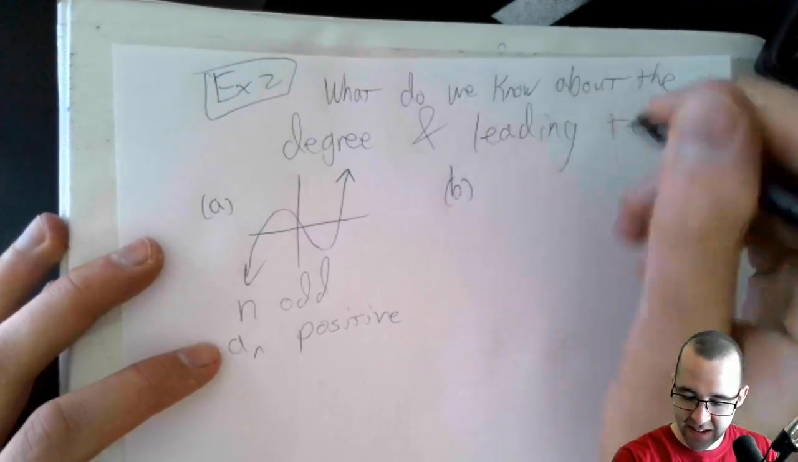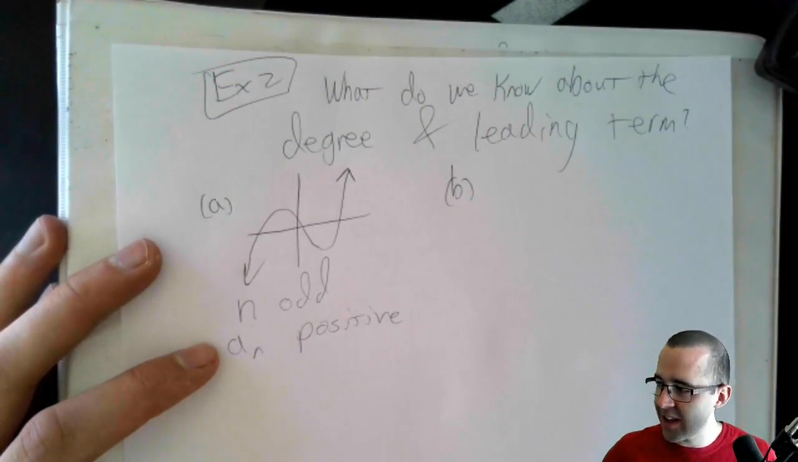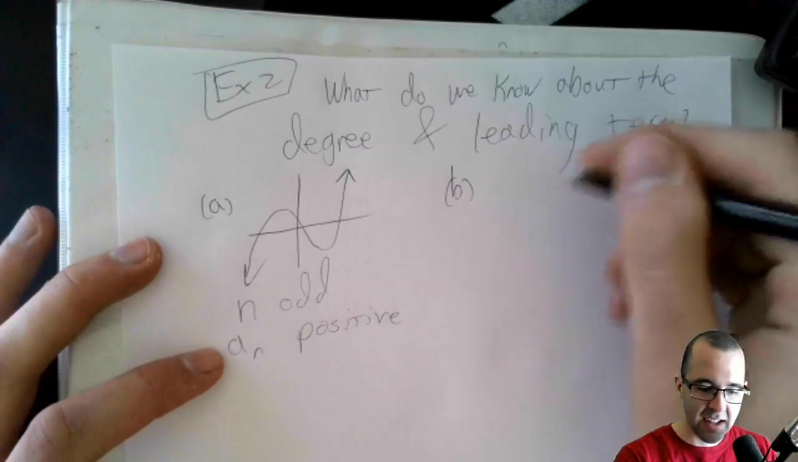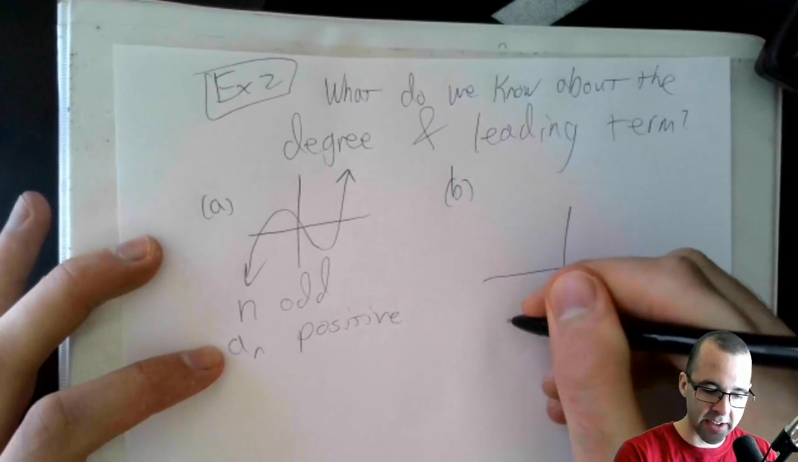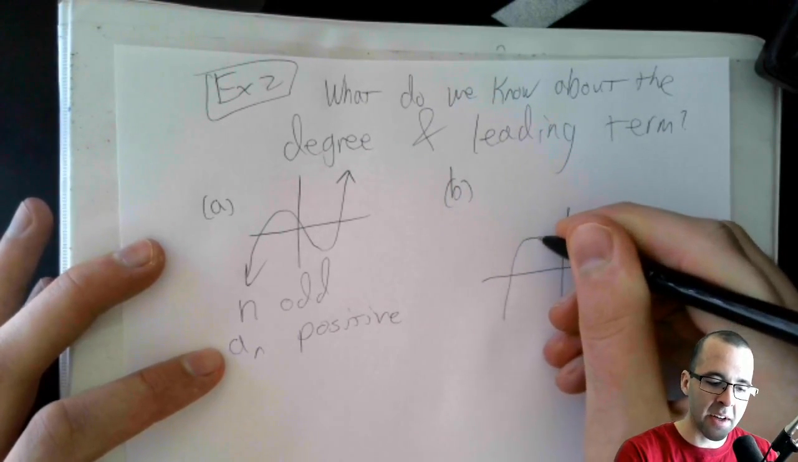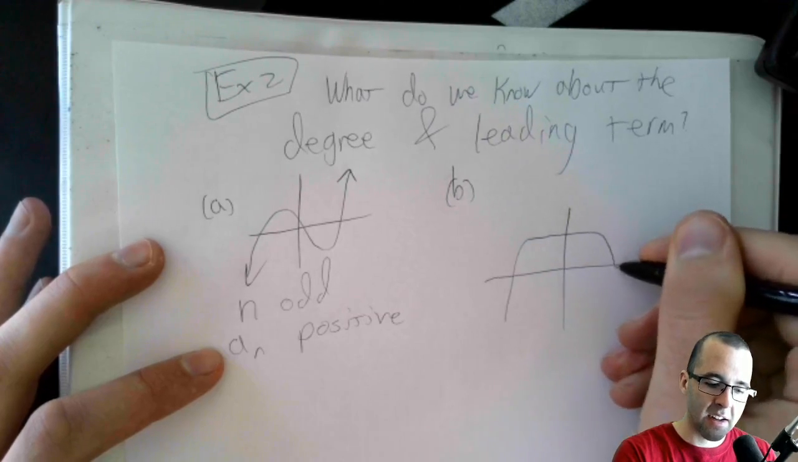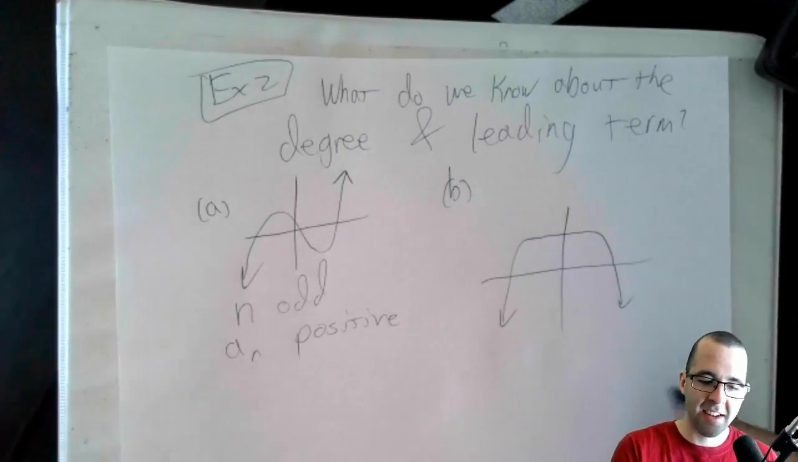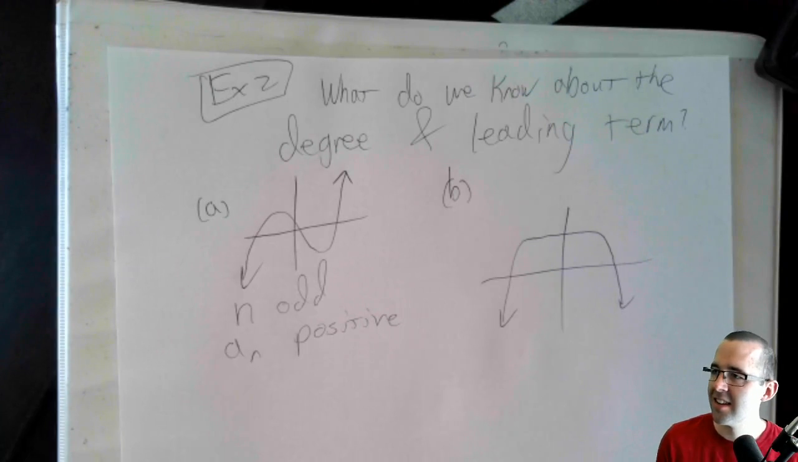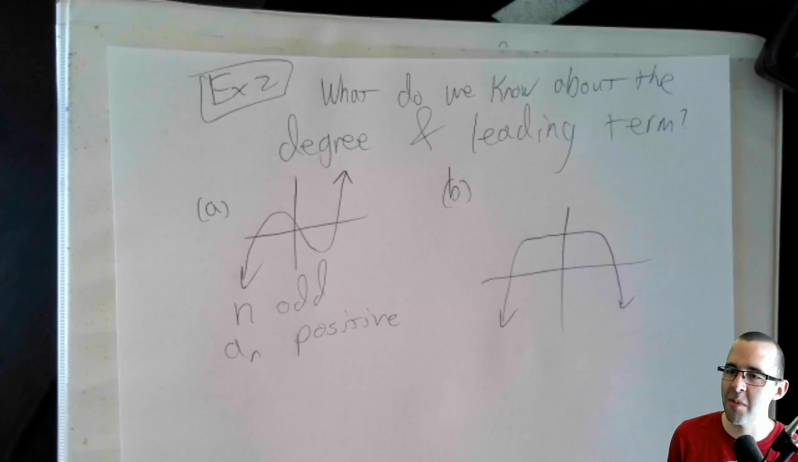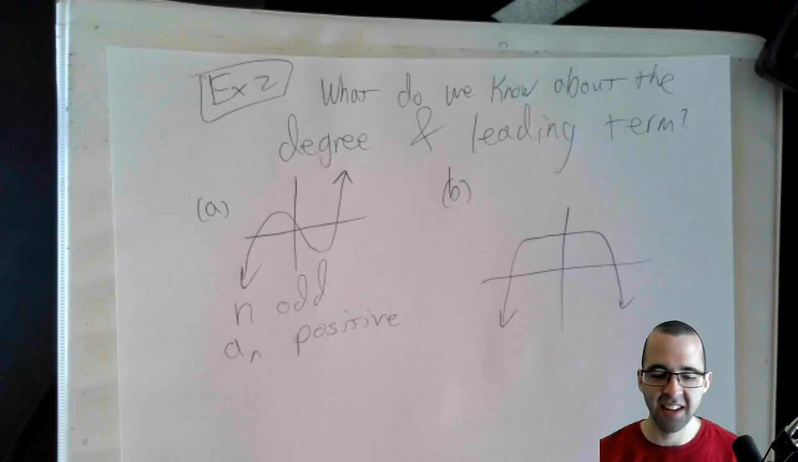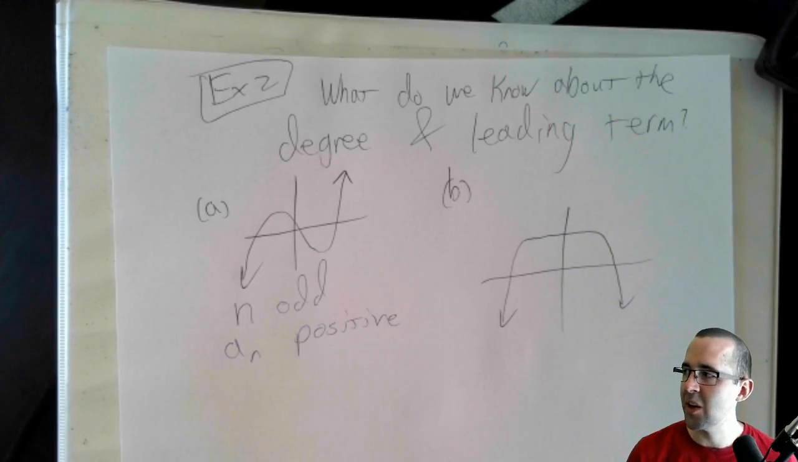Let's do part B. I just covered up part B. I can't find it anymore. Right. Look at this function. This is a funny polynomial. It's almost flat. Like almost like a little mesa. I don't know the difference between a mesa and a butte. But it kind of looks like a mesa to me. So what do you think this one is? I'm not going to show the table.